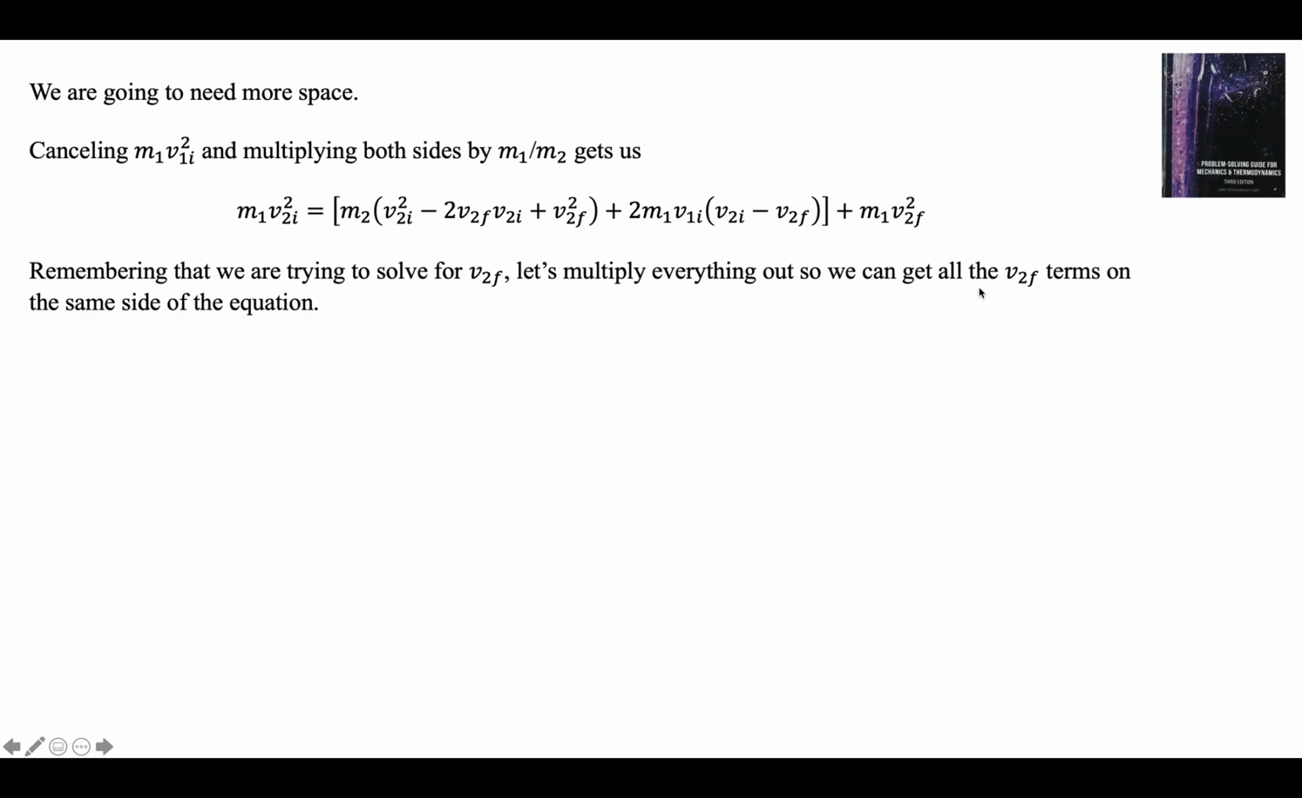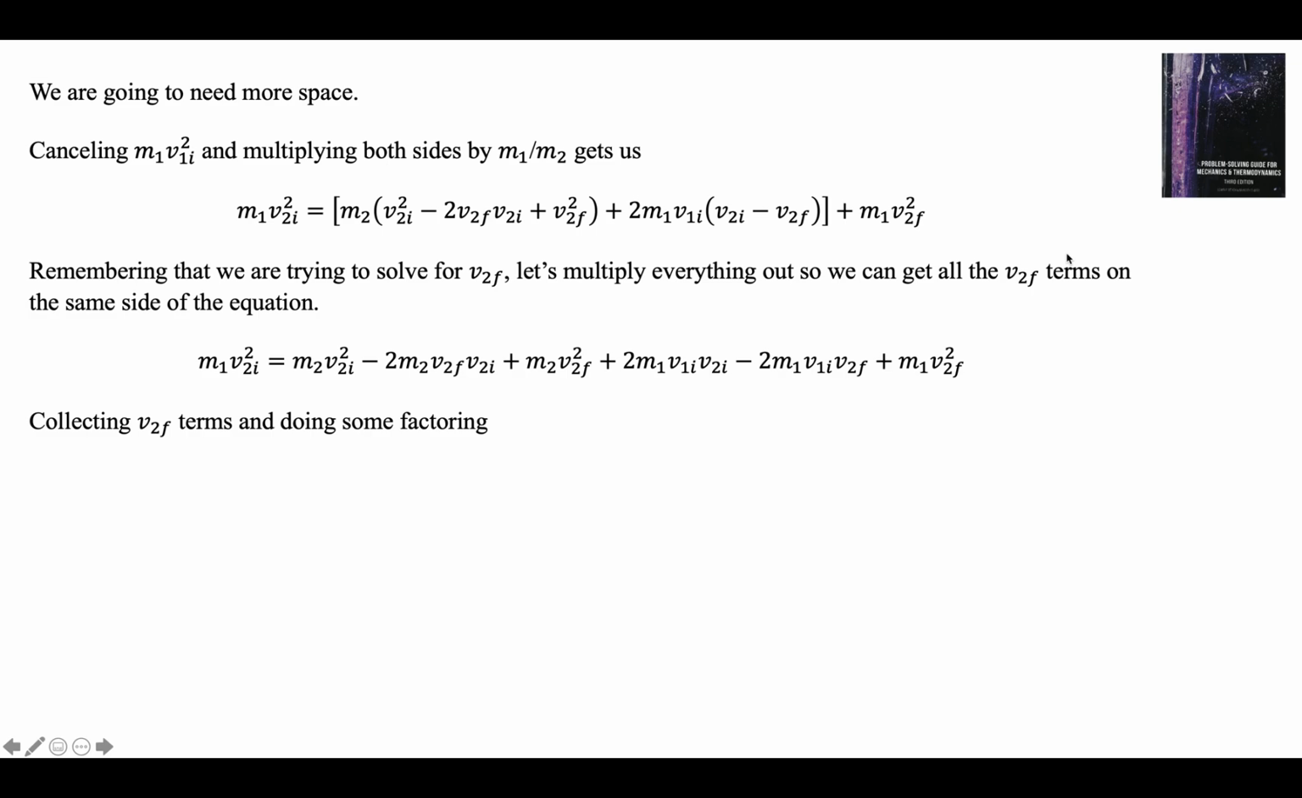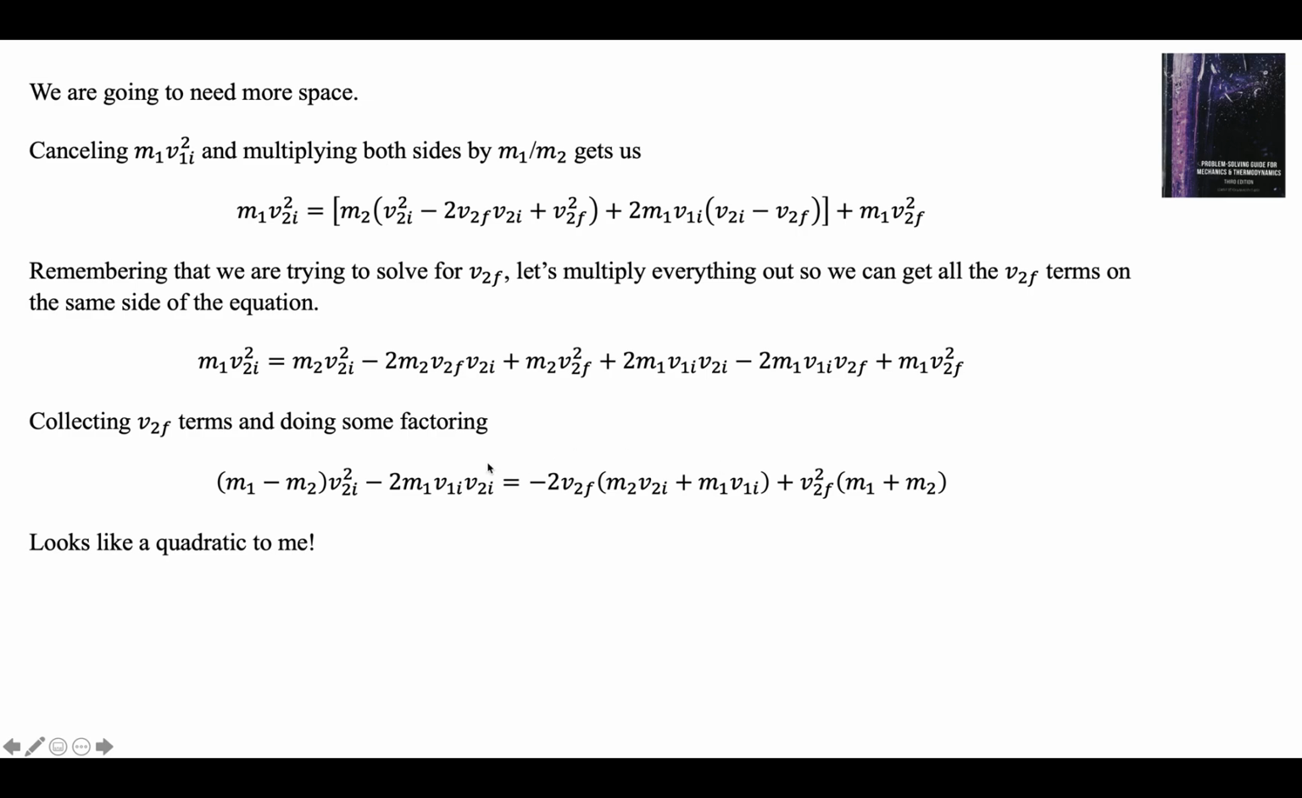We're going to try to collect these V2 final terms. So this is just rearranging, collecting those terms, factoring it out. This term doesn't have any V2 finals in it. Here's a V2 final, here's the V2 final squared. It looks like a quadratic. This is the constant term. This is just the initial speeds and the masses. This is V2 final squared. So this is in quadratic form: a x squared plus b x plus c equals 0.